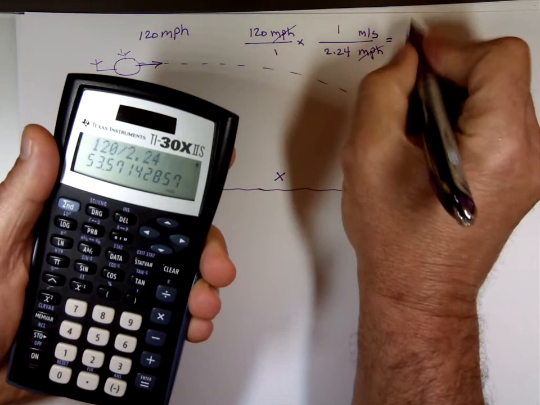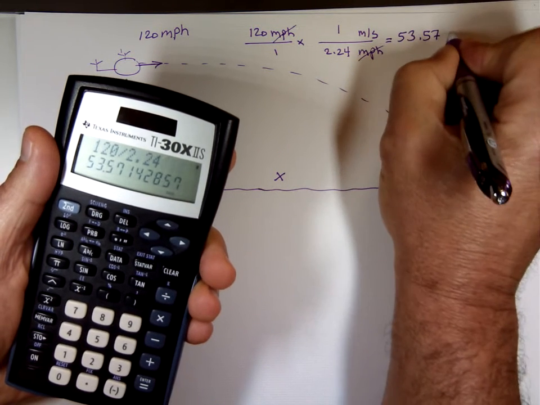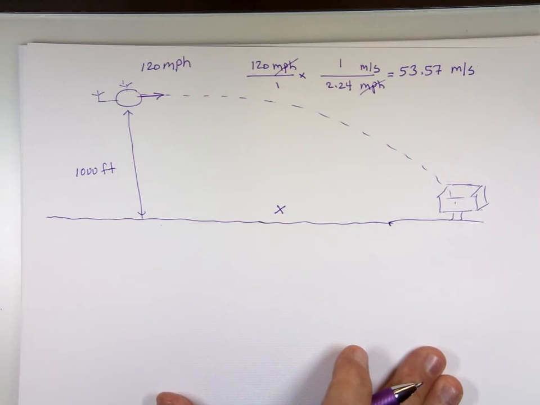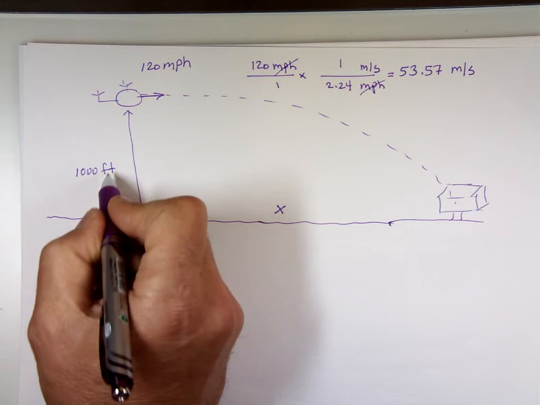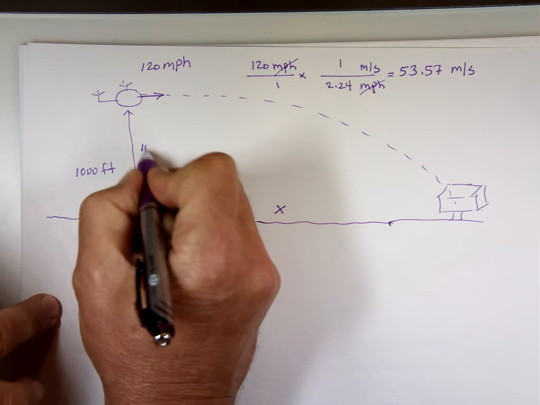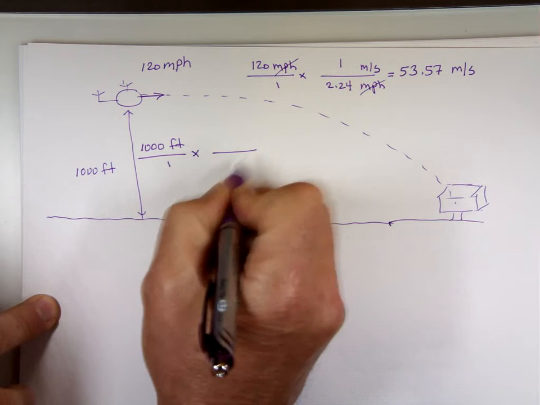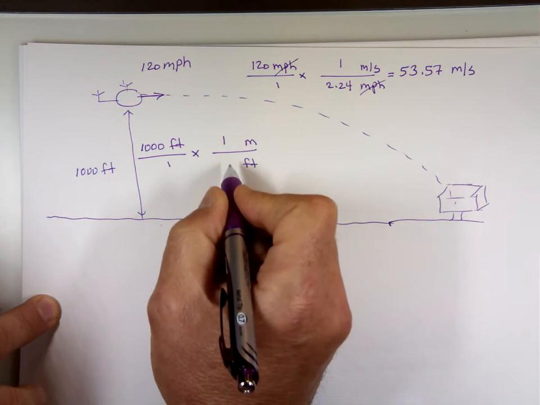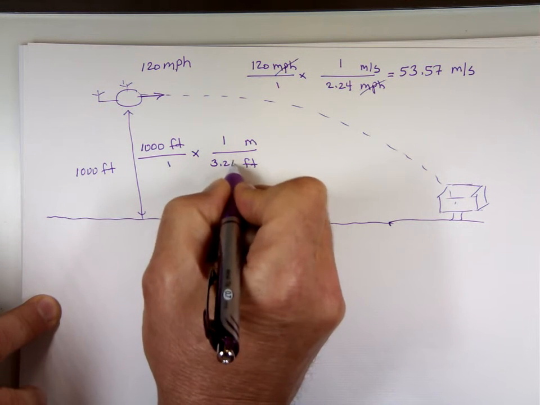It's 53.57 meters per second. The height, it's 1,000 foot. Let's convert that to meters. You want feet on the bottom, meters on the top. 1 meter is what, 3.281, is it? Double check that number too.